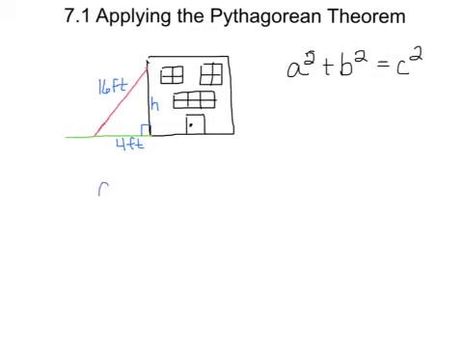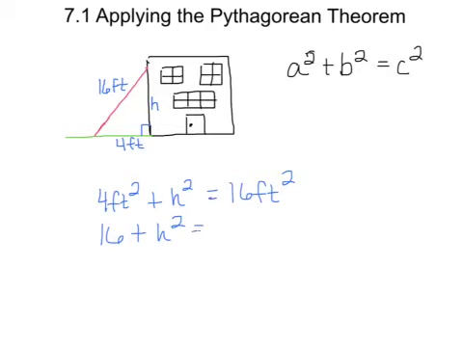So I can just do a squared. My a squared will be 4 feet squared plus h squared, which is the height, and then equals 16 feet squared. And then I want to go ahead and solve that. So we have 4 squared is 16. I don't know h squared. And then 16 squared is 256. Okay, so from here you could subtract 16 from both sides.